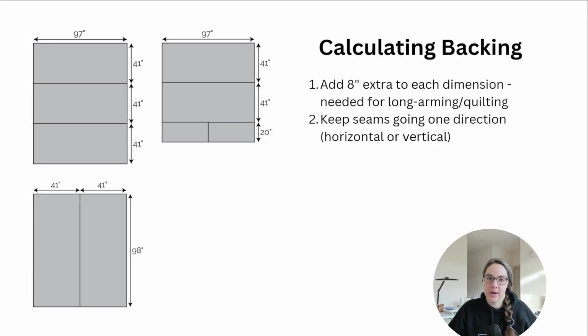So the recommended best practice is to add that extra 8 inches to each dimension. So you're going to take your height, add 8 inches to it, and then take your width and add 8 inches to it. And that's the size of fabric that you need to cobble together with your backing fabric.